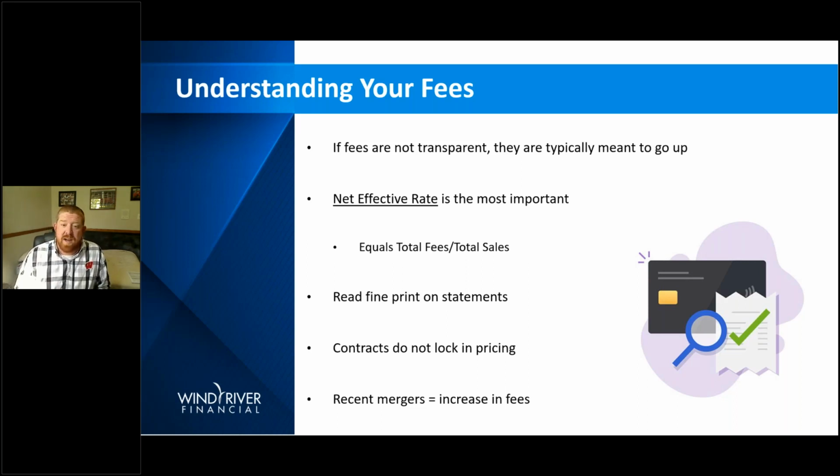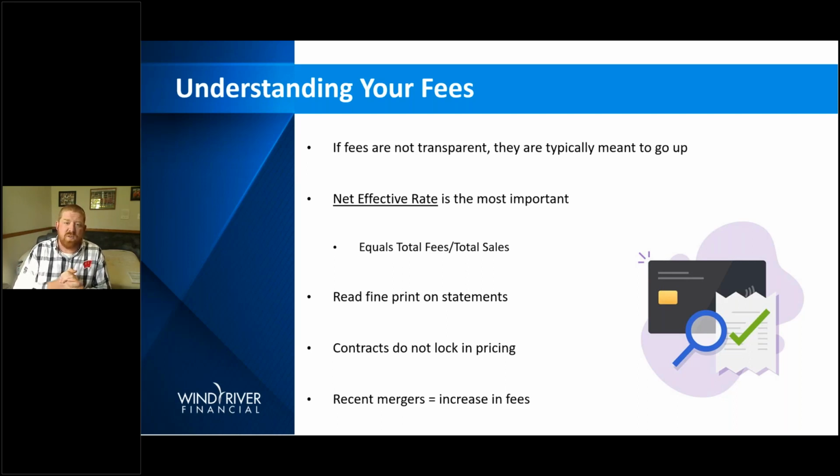Another thing, contracts and pricing. Wind River is an at-will company. We don't lock our customers in a contract, with very few exceptions for some of our larger companies. With those companies, those are locked-in fees. I think there's a misconception though with the rest of the industry, where you sign a contract and that fee or that rate is going to be locked in.